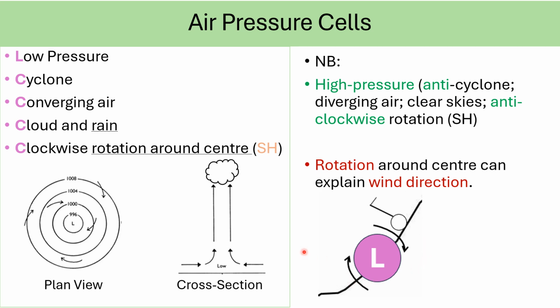So to recap, low pressure is also called a cyclone. A cyclone is characterized by converging air, cloud and rain, and very importantly, the rotation of wind around the center in the southern hemisphere specifically is in a clockwise direction.